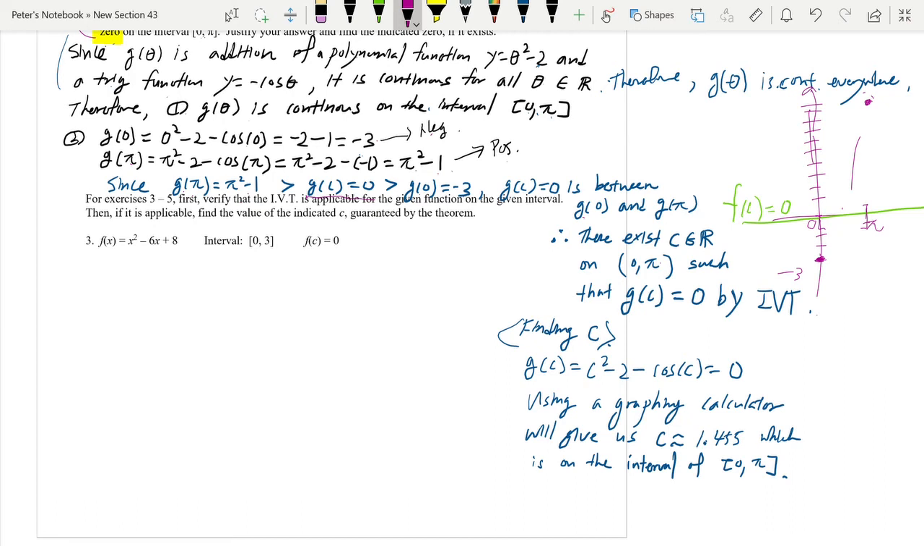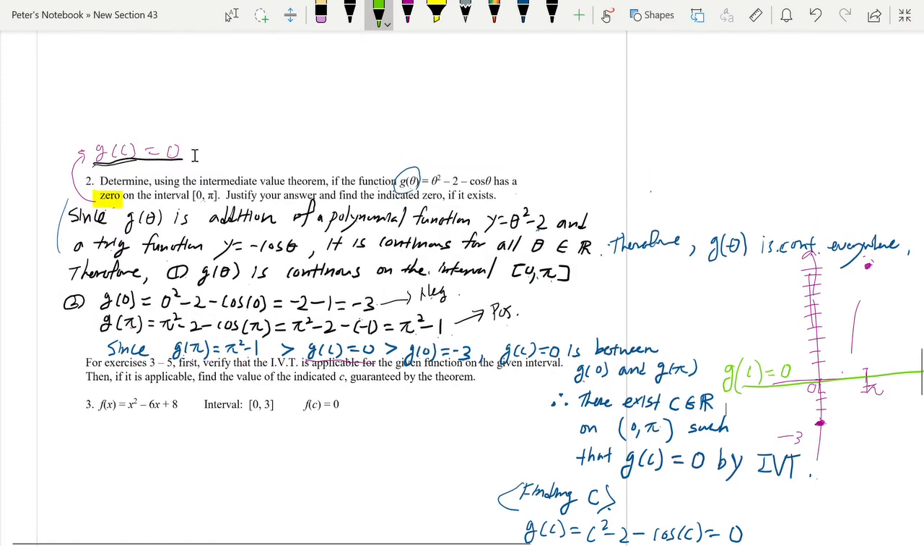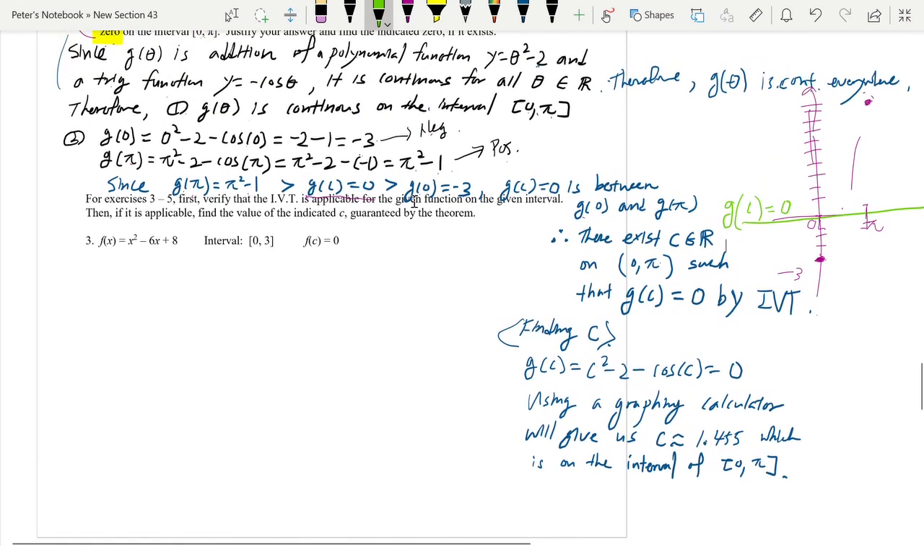Did I say f of c? Okay, you know what? I guess I'm still waking up. It should actually be g of c, right? Because we were talking about function g. But you know what I'm talking about. Right.